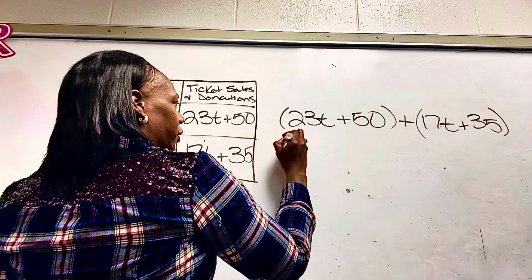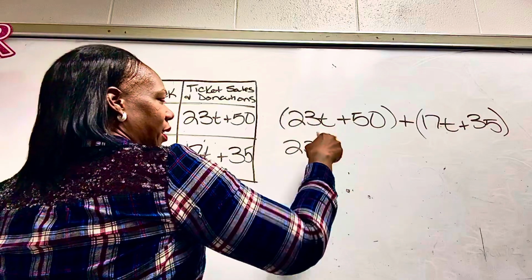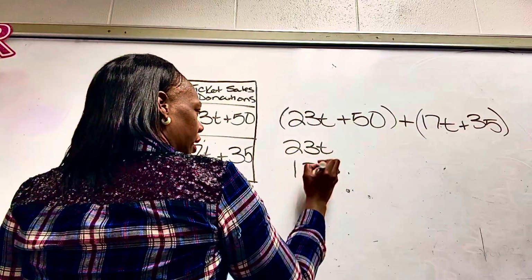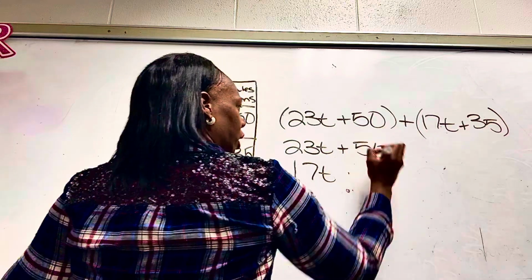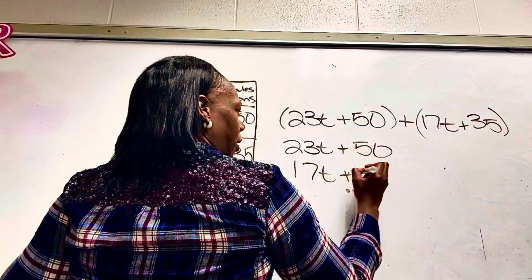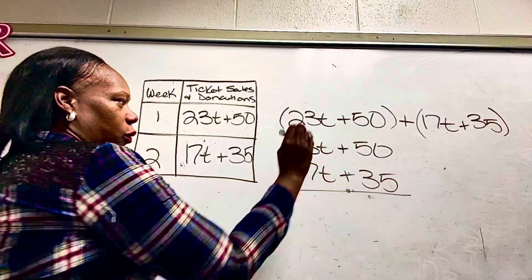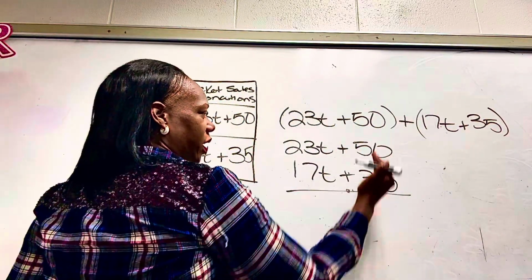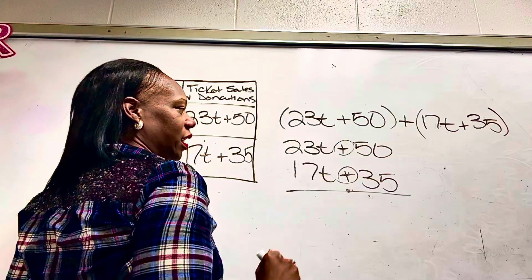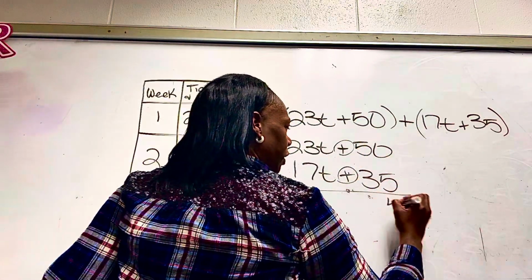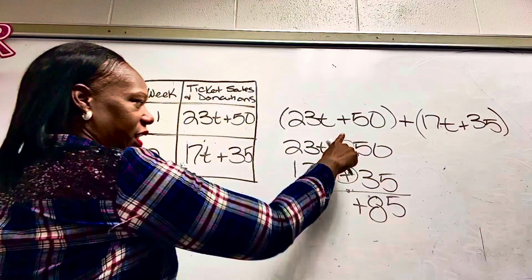So we have 23T. We're going to look at our like term, which is 17T, okay? Plus 50, and then we're adding to that 35, okay? So if we look at our like terms here, we have whole numbers. So we're going to circle our signs because they're both positive. We're going to add. So that will give us 85, and it's going to be a positive 85 because the signs are the same.